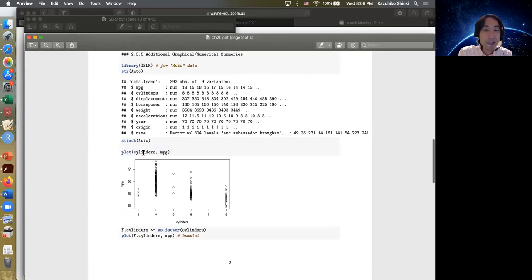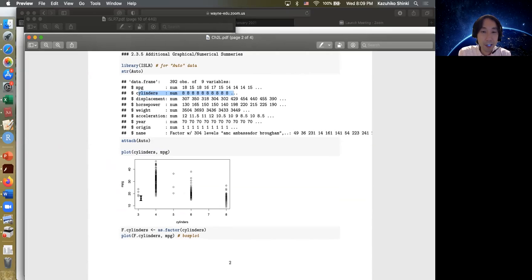And the number of cylinders and MPG. So number of cylinders is numeric, you can see. These are all 8, but there may be sometimes 6 or 5, 4, sometimes even 3 or 12. And actually 3 to 8 here. And MPG is also numeric, maybe from 10 to 50. So this is a scatter plot.